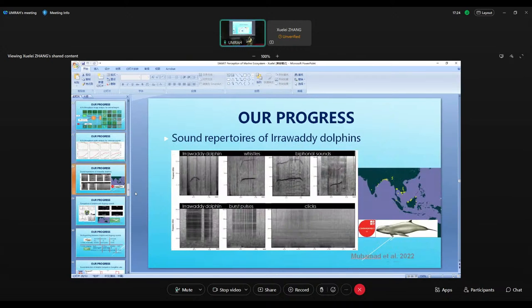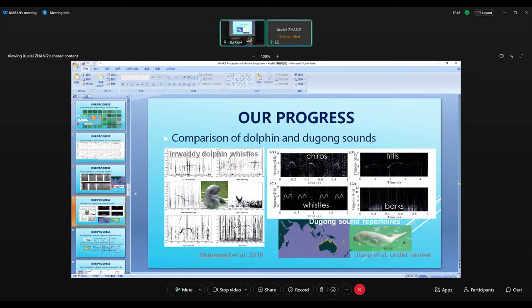And from this figure, we can see that we can discriminate the yellow bodied dolphin whistles from the dugong sounds, because their habitats overlap in the same area. And this is the more detailed view of their sound characteristics. We can clearly see that we can discriminate them.